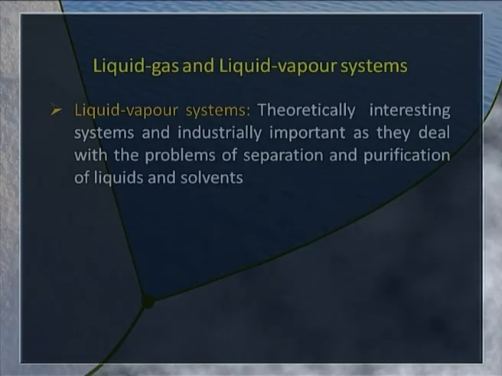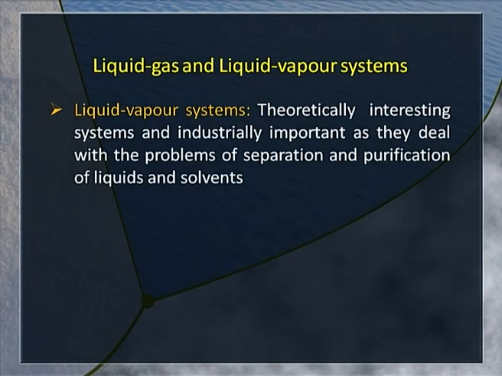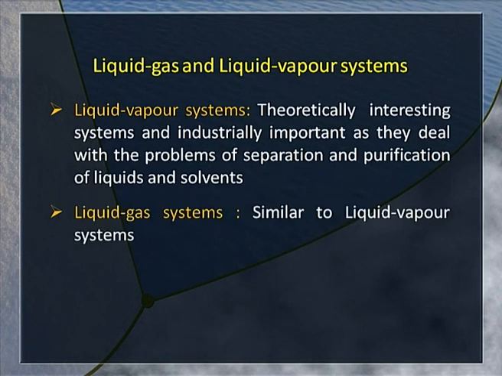Let us look at liquid gas and liquid vapor systems. Liquid vapor systems are very important both from theoretical point of view as well as industrial point of view, because they deal with separation and purification problems where we handle tons of liquids and solvents. But it's worthwhile to spend some time in discussing liquid gas systems, which are very similar to liquid vapor systems, and several ideas can be borrowed from liquid gas systems.